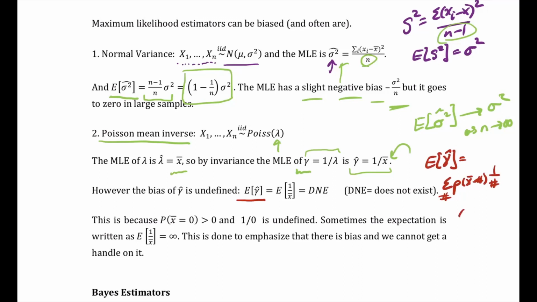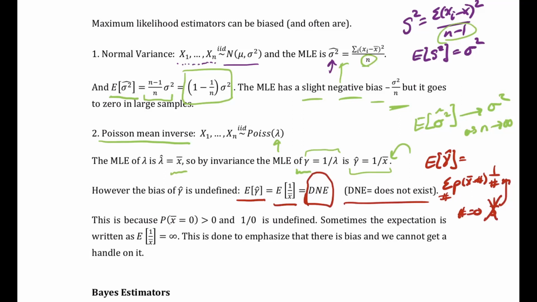Except in some cases, when that number is 0, you end up with 1 over 0, which is bad, which doesn't exist. So this particular thing doesn't exist because you're taking an average of a whole bunch of numbers, one of them is basically infinity, 1 over 0. So it doesn't exist.